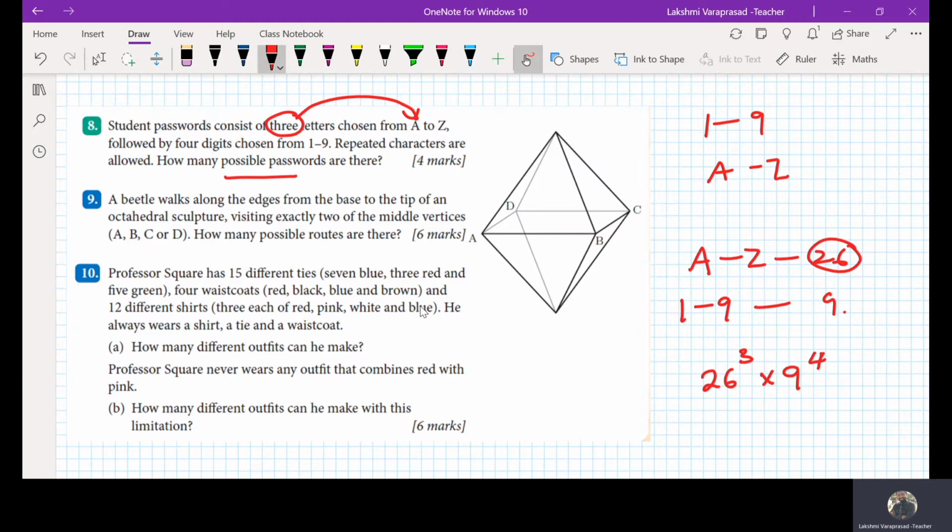And 9th question. A beetle walks along the edges from the base to the tip of an octahedral structure, visiting exactly 2 of the middle vertices A, B, C, D. How many possible routes are there? See, look at the octahedron here. There are 4 options for the journey to the middle.